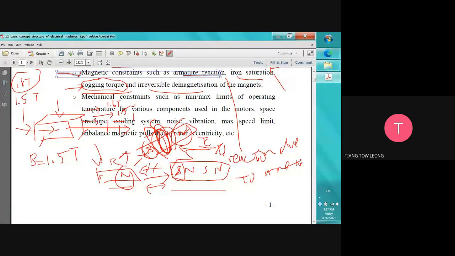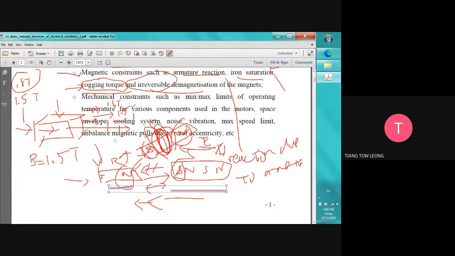Then irreversible demagnetization. If today we magnetize here, it becomes north and south pole. Suddenly we put too much magnetic field onto this in the opposite direction. Then this will push all the magnetic field the other way around. Then it becomes demagnetized. When it is demagnetized, it may also become irreversible.